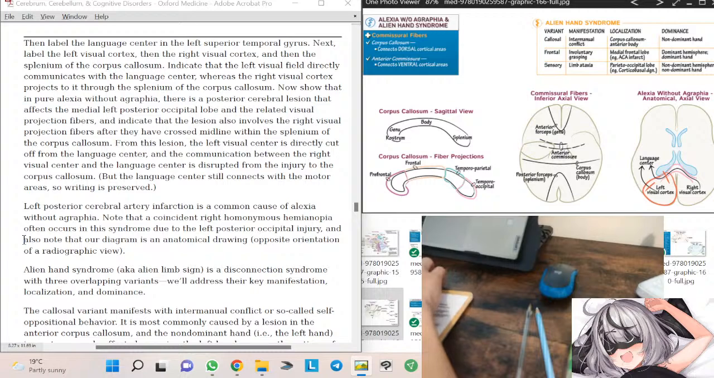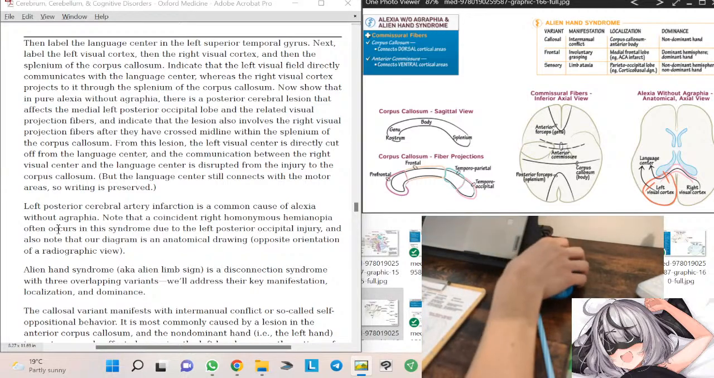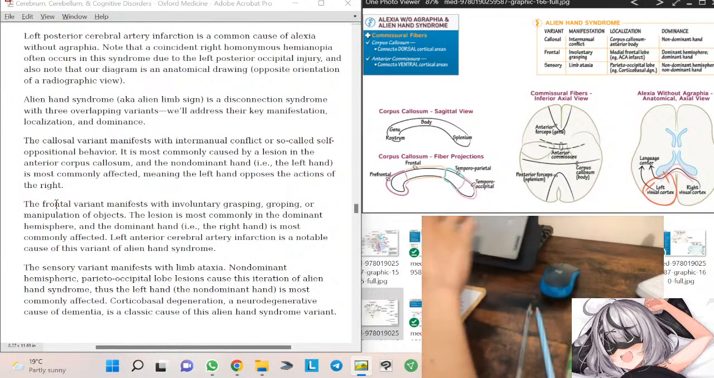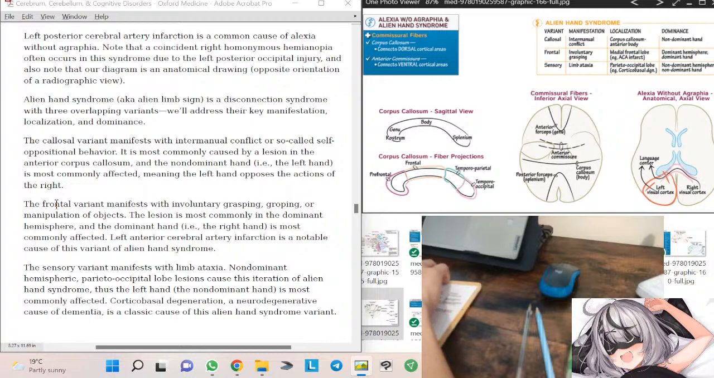Left posterior cerebral artery infarction is a common cause of alexia without agraphia. Note that a coincident right homonymous hemianopia often occurs in this syndrome due to the left posterior occipital injury. And also note that our diagram is an anatomical drawing, opposite orientation of a radiographic view.